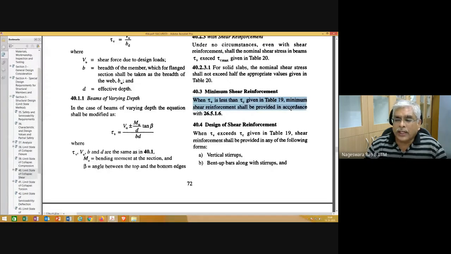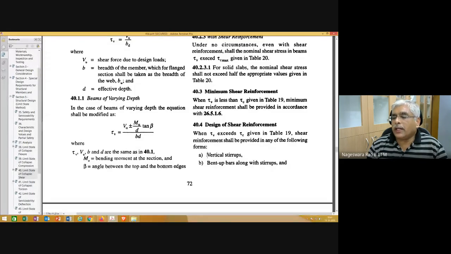And also you need to keep in mind under any circumstances, even if you provide shear reinforcement, tau v shall not exceed tau c max. So those 2 points you keep in mind. Okay, so now let's come back to this one, design shear reinforcement.